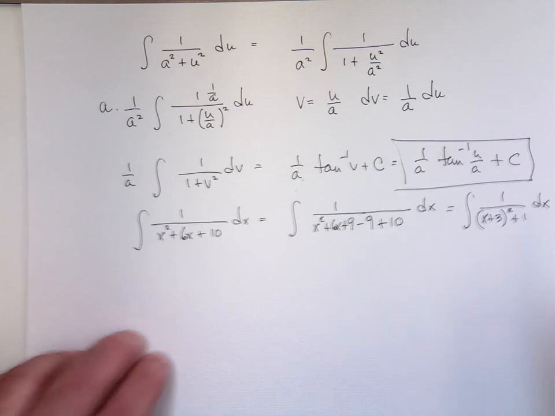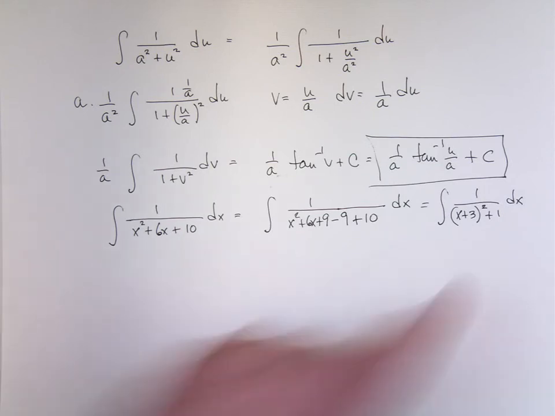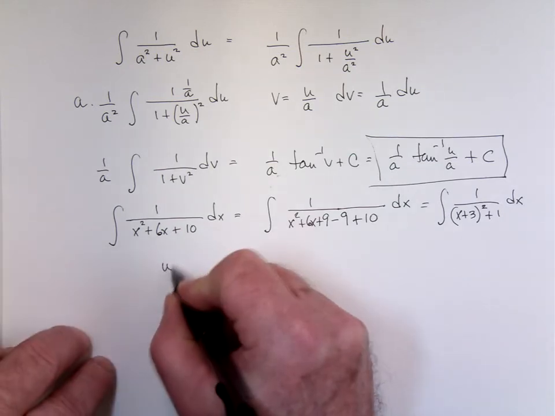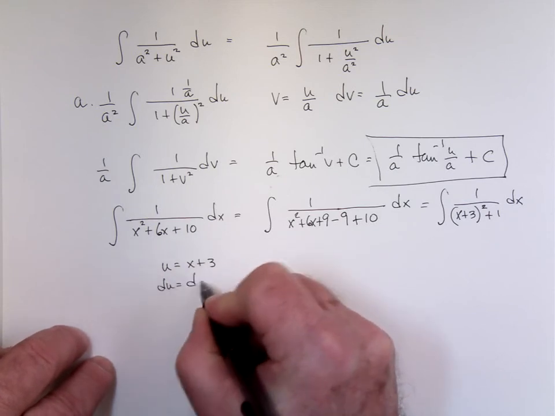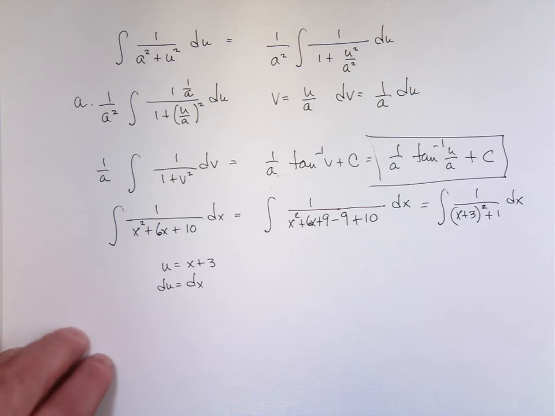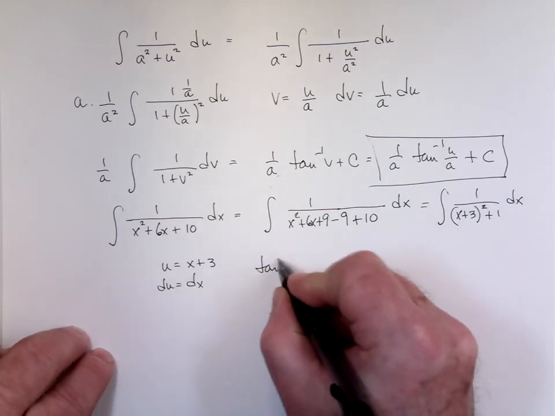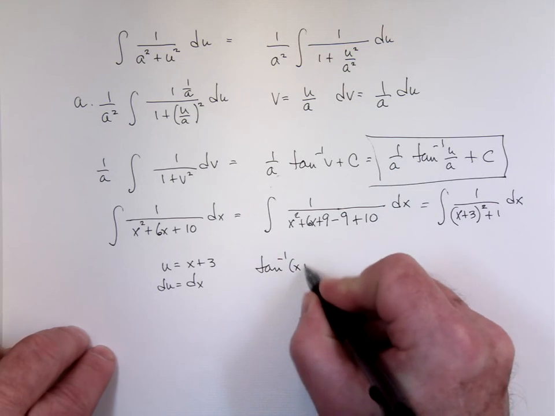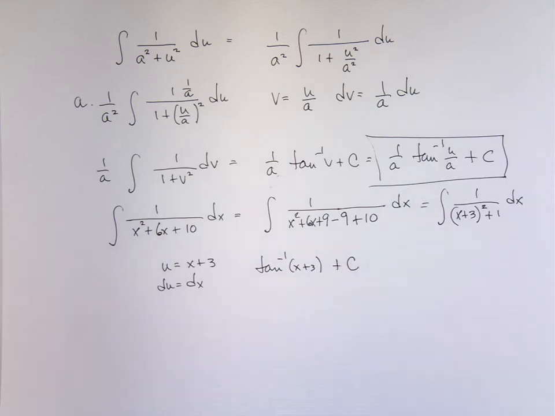And guess what? Same form. It's 1 over u squared plus 1, or 1 plus u squared. U in this case is x plus 3. du is dx. I don't even have to do anything. What I get for an answer is the inverse tangent of u plus c. I just want to point out that possibility of completing the square there.